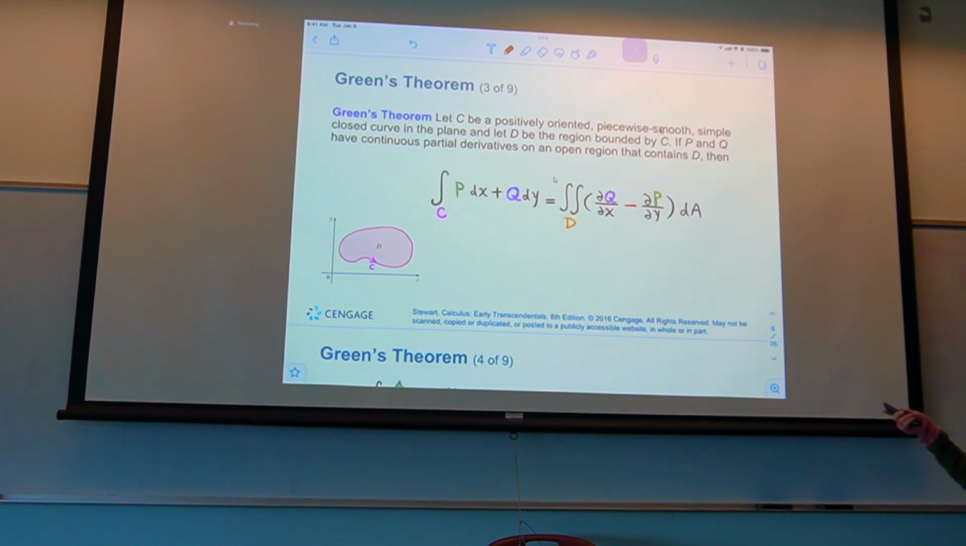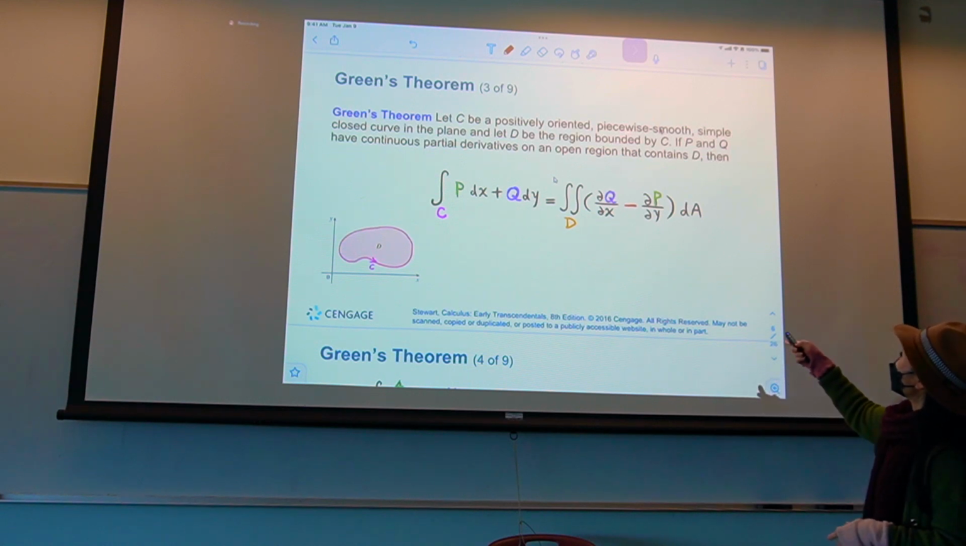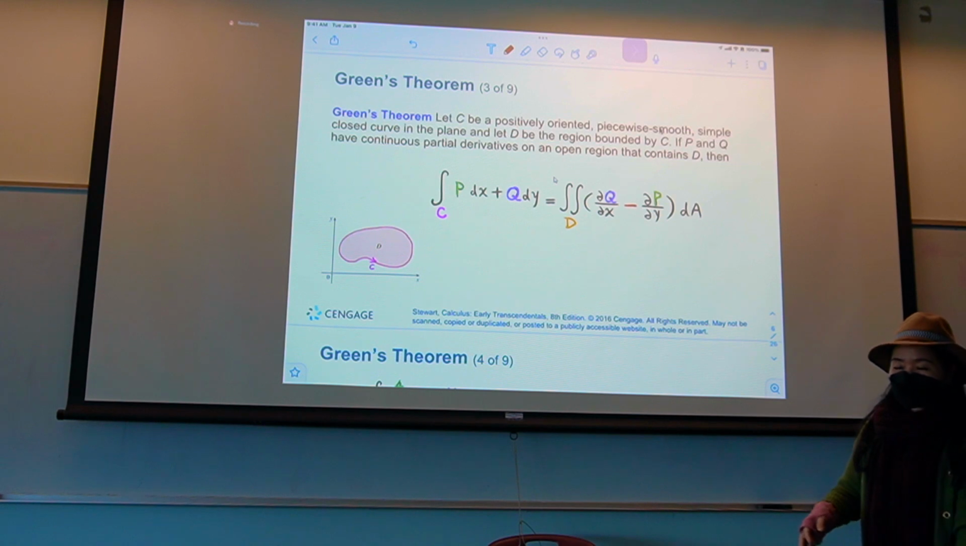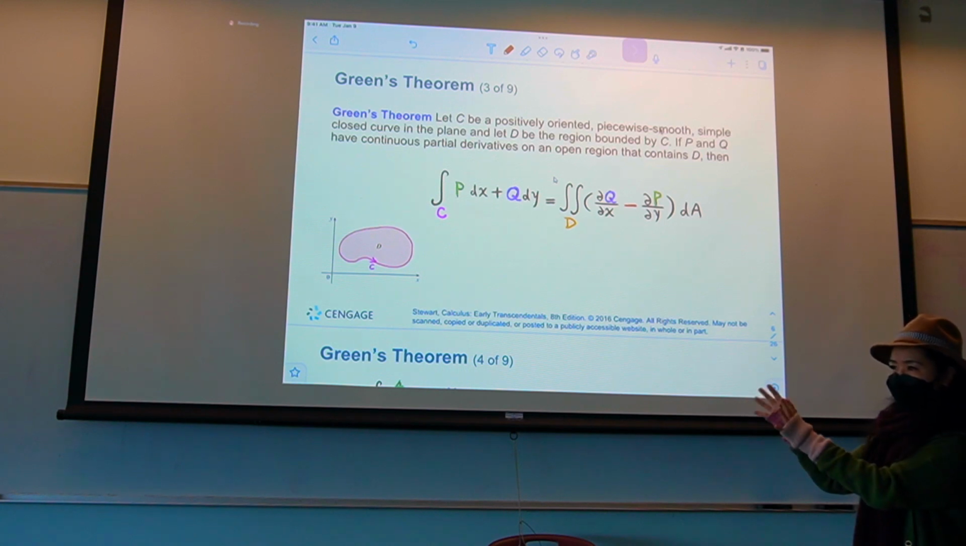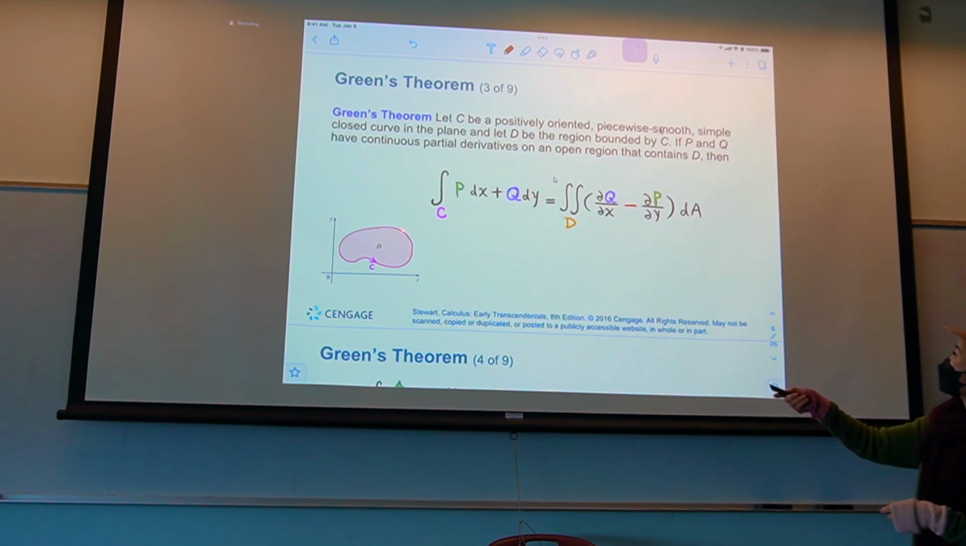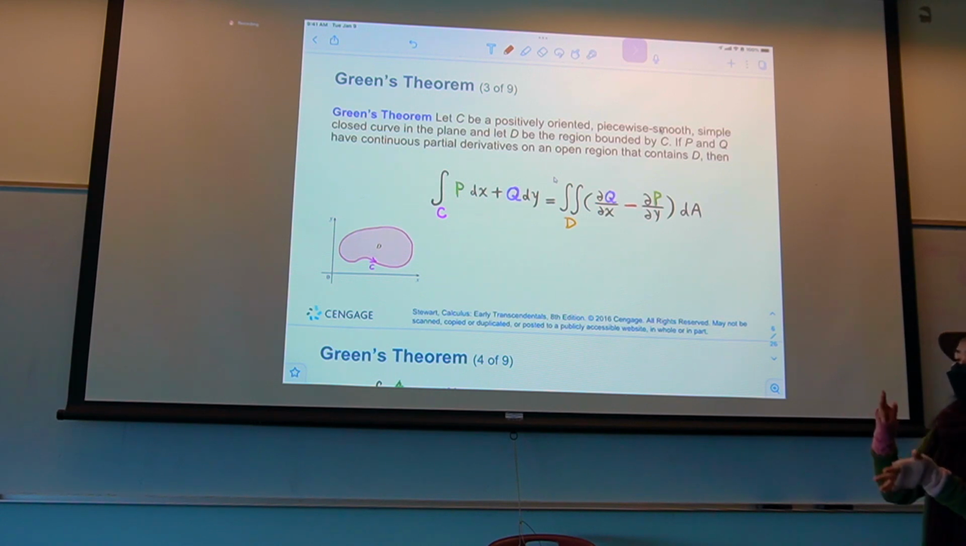So this is positively oriented: when you walk along the boundary, the region is always on your left. And piecewise smooth means it doesn't have sharp points, corners, or breaks. When you consider it in pieces, it doesn't have any break or sharp point. Then, if this curve satisfies all of this, in the plane, let D be the region bounded by this curve C.